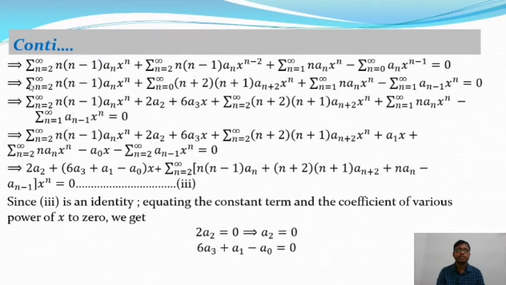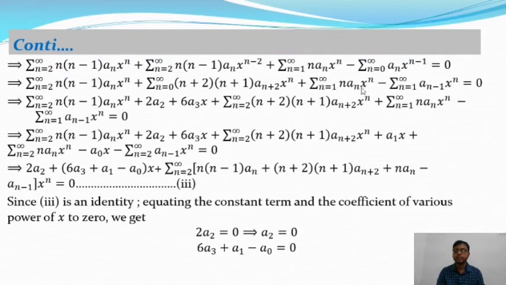So this equation will reduce to summation n = 2 to infinity n(n−1) an xⁿ. The first term will remain the same, the second term will be changed. In that case, where n − 2 = n, so n = 0 to infinity, and n is replaced by n + 2, n − 1 is replaced by n + 1, and n is replaced by n + 2, and x^(n−2) is replaced by xⁿ, plus summation n = 1 to infinity n an xⁿ.